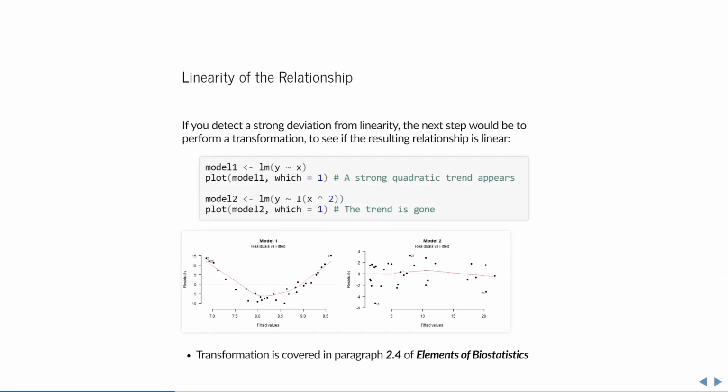If you do detect a strong deviation from linearity, then the next step would be to perform a transformation to see if the resulting relationship is linear. I will go into more detail on how to do this at the end of this lecture. But in short, if for example you see a strong quadratic relationship, then all you really have to do is fit a model that captures this quadratic relationship. So I() means as is, because the ^ term is already reserved for interactions. So instead of fitting y against x, this model fits y against the square of x. And when we do that and we plot the same residuals versus fitted plot, you'll see that this trend over here is gone.